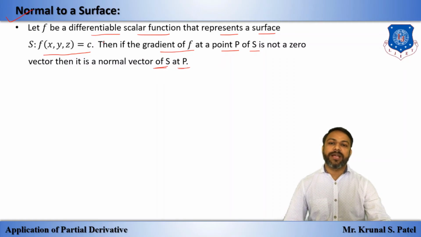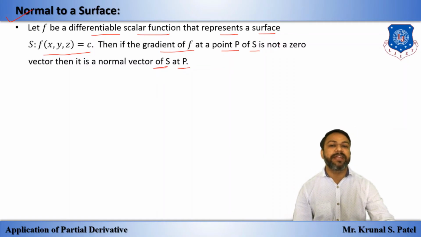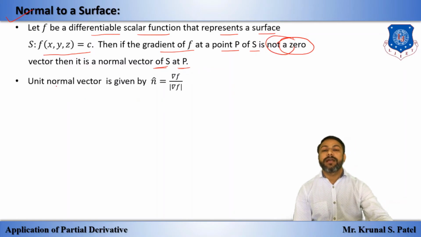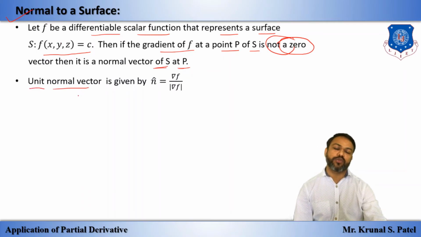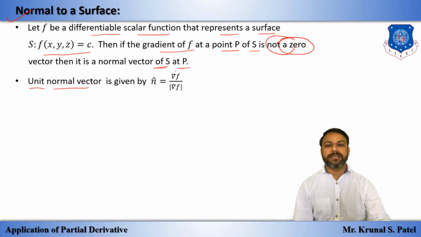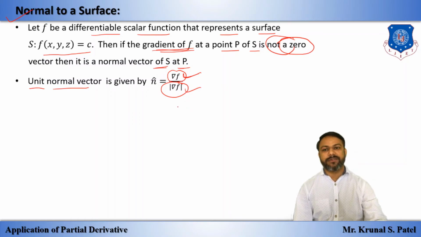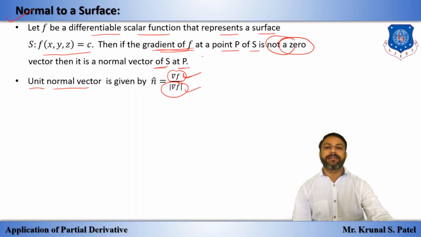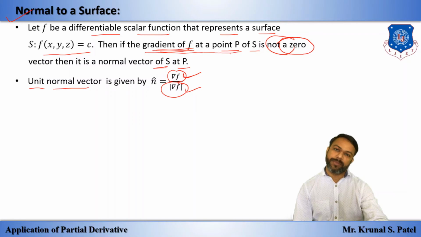So to find the normal, you have to keep only one thing in mind: the gradient of f at the given point should not be zero. After finding the normal vector, we can find its unit normal vector, and to find the unit normal vector, we just find the unit vector, that means vector divided by its magnitude. Here the vector is the gradient, so gradient divided by the magnitude of the gradient. This is our formula for the unit normal vector. If only the normal vector is asked, then it is the gradient of f at point P.